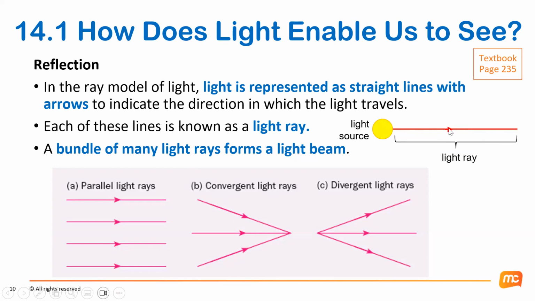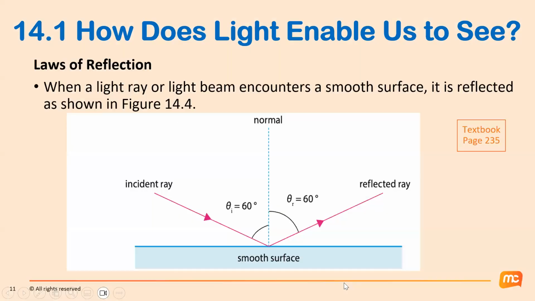Whenever you are doing your exam questions or theory questions, please make sure you draw with a ruler because light only travels in a straight line. Make sure you have your arrows to indicate the direction of the light movement. Then you have a bundle of light rays, which is called a beam. So you have a parallel beam, converging beam, and diverging beam. We'll talk about converging and diverging later on in lenses.